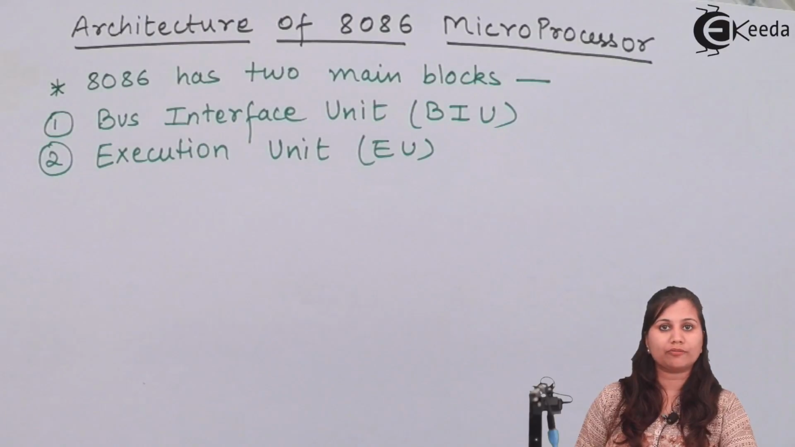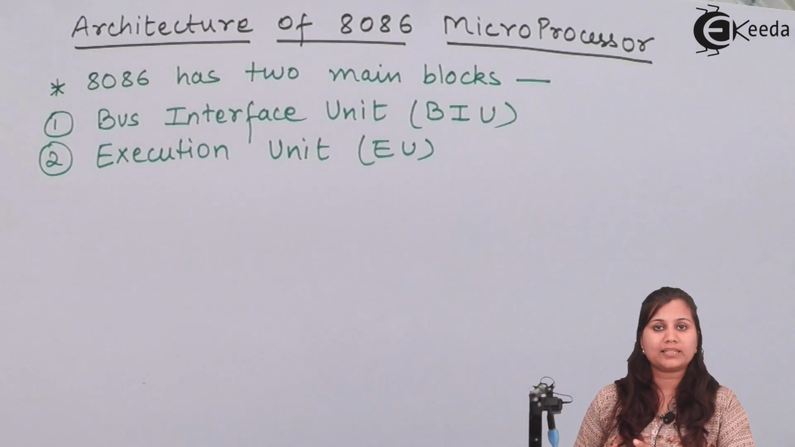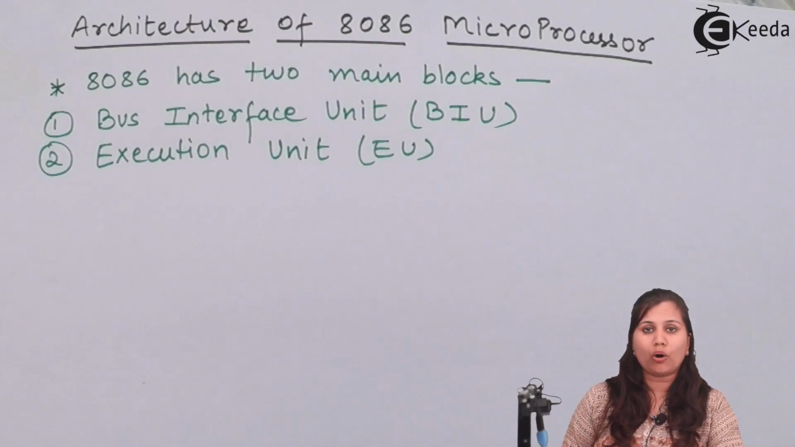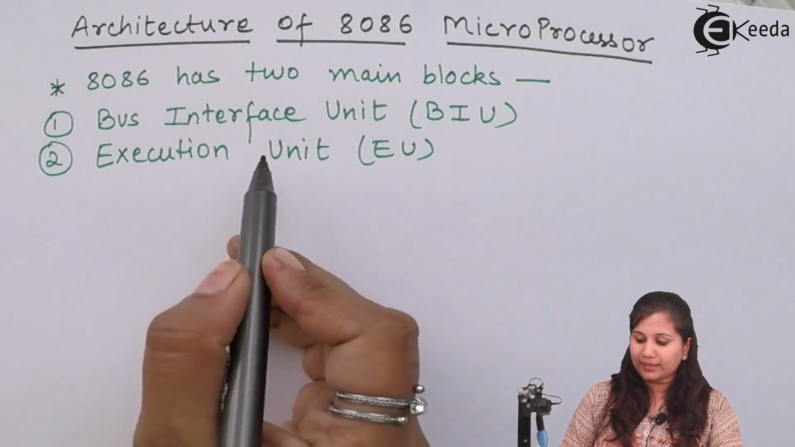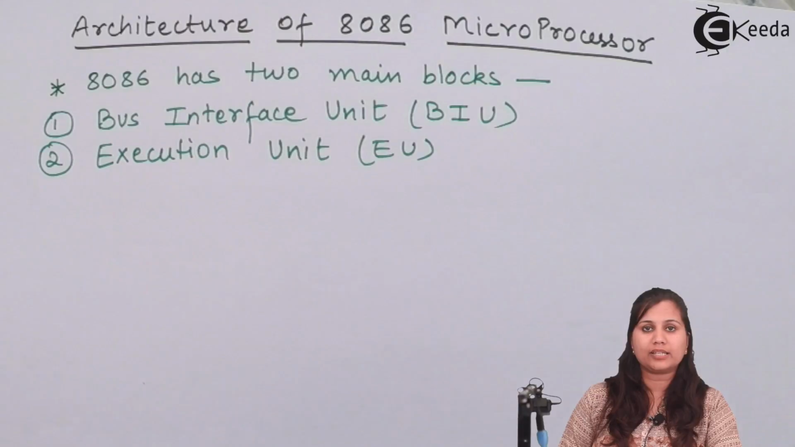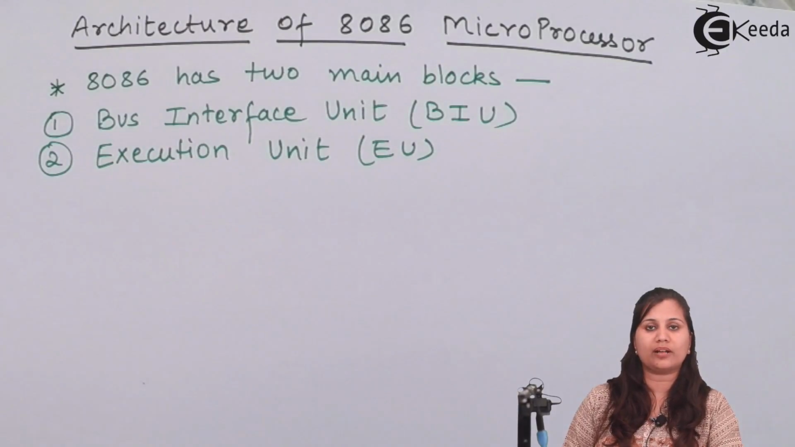like instruction fetching, then reading and writing the operands, and then providing the addresses or calculating the addresses for the memory and the input output devices. So all the operations which are related with the bus of the 8086 microprocessor are performed by the bus interface unit, while the execution unit executes the instructions which are written in the instruction queue.